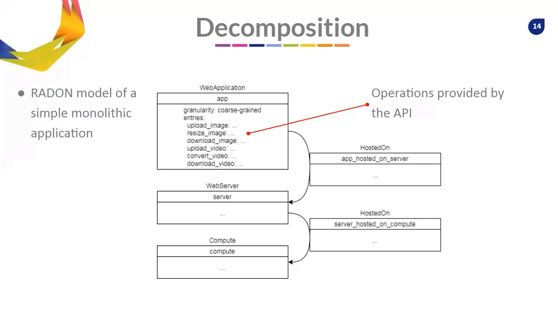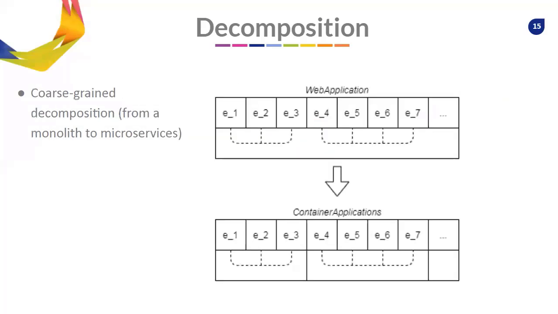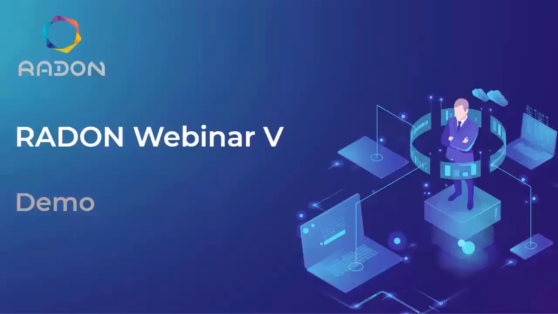In this example, there are 6 entries: upload image, resize image, download image, upload video, convert video, and download video. For coarse-grained decomposition, the decomposition tool will decompose a web application into container applications, which represent the microservices. This is done by clustering entries into different groups according to their semantic similarities.